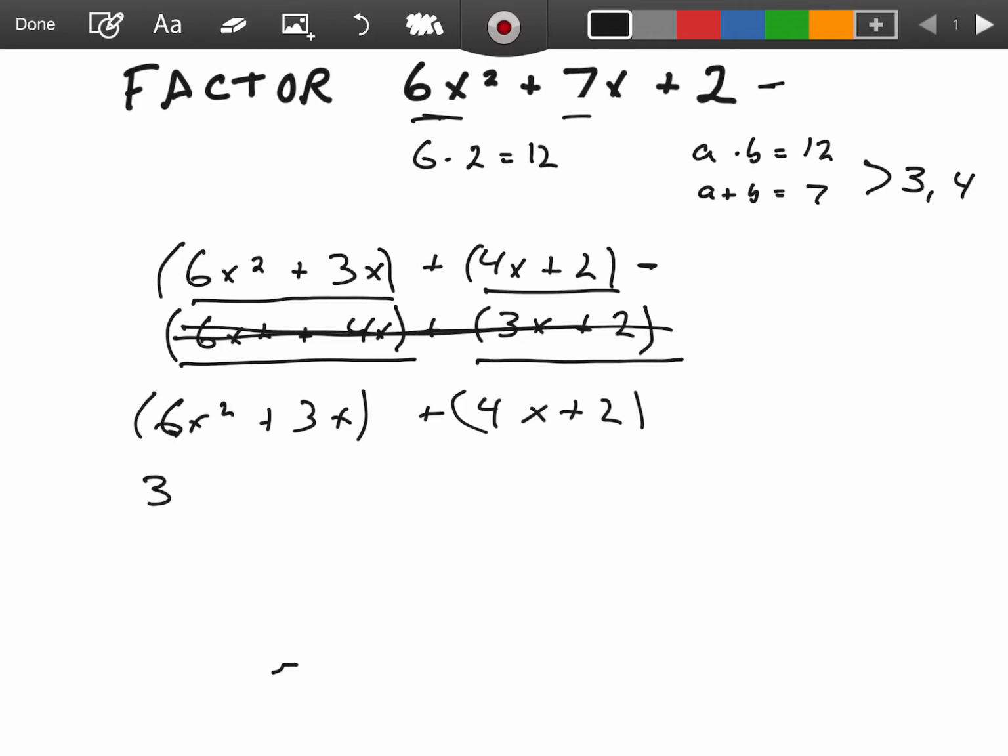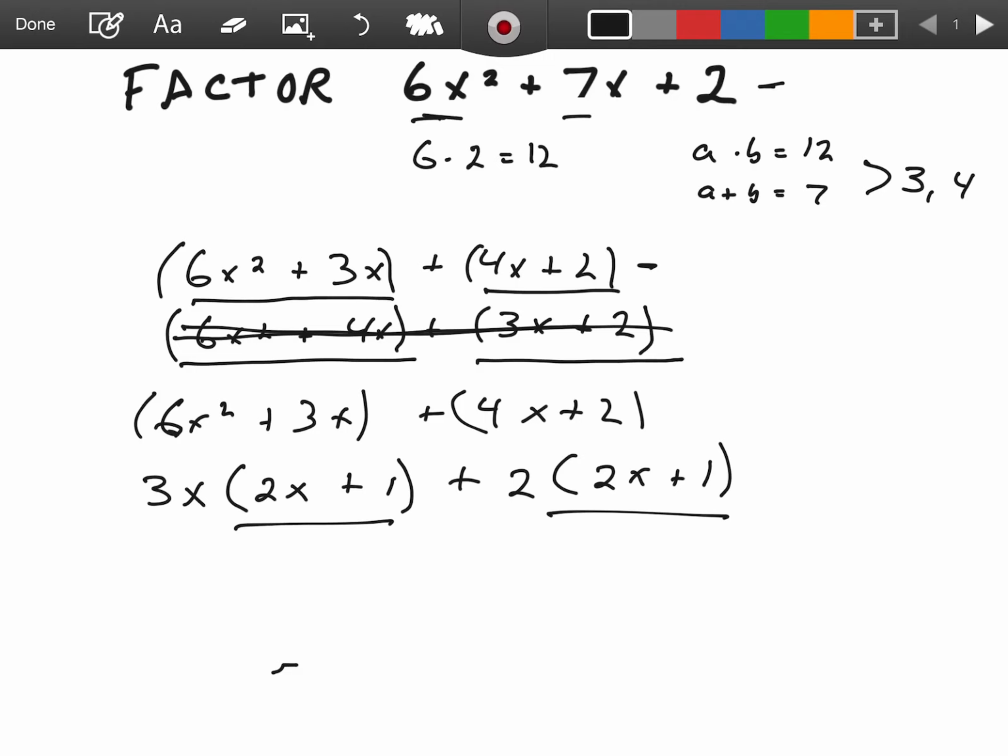And so I said I can factor out a 3x from this. That's going to leave me 2x plus 1. And from this one I can factor out a 2, and that's going to leave me a 2x plus 1. And by the way, this is no coincidence. Those are the same. It's always going to work out that way. So now notice I've got a 2x plus 1 and 2x plus 1. I can factor all that out, and so it's 2x plus 1, and it's left me with 3x plus 2. And that's us having factored that equation.